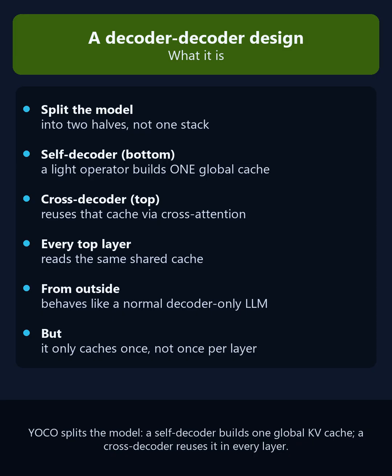YOCO answers with a decoder-decoder architecture. Split the model into two halves. The bottom half, the self-decoder, reads the input with a light, memory-cheap operator and produces one global key-value cache. The top half, the cross-decoder, reuses that single cache through cross-attention in every one of its layers. So the model behaves like a normal decoder-only transformer from the outside, but it only caches once, not once per layer.